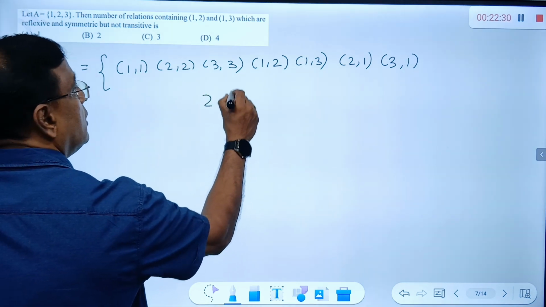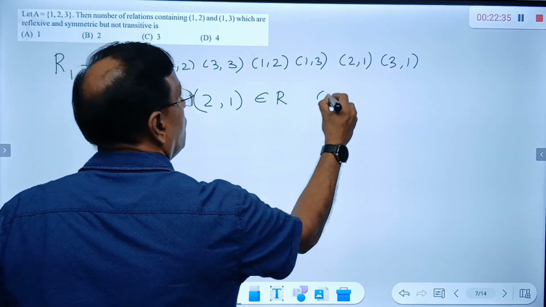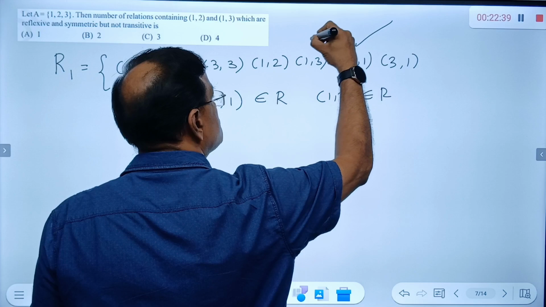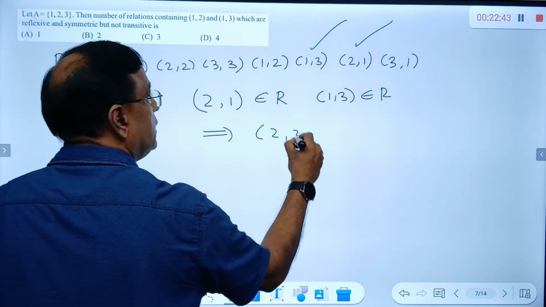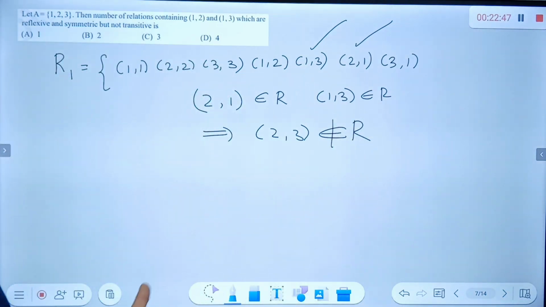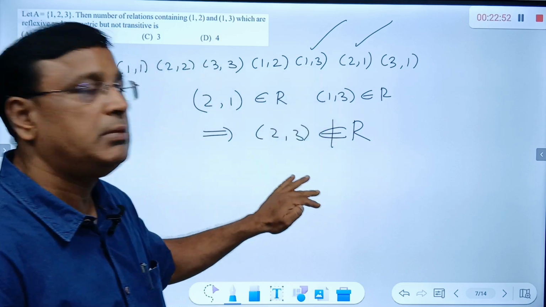2 comma 1 belongs to R. 1 comma 3 belongs to R. Definitely 2 comma 3 does not belong to R. So I've given you a counter example of a relation which is reflexive, symmetric but not transitive.